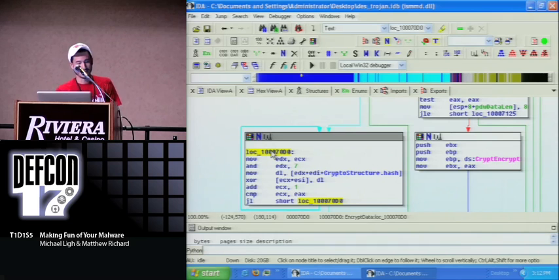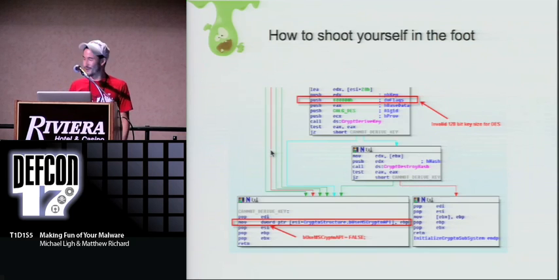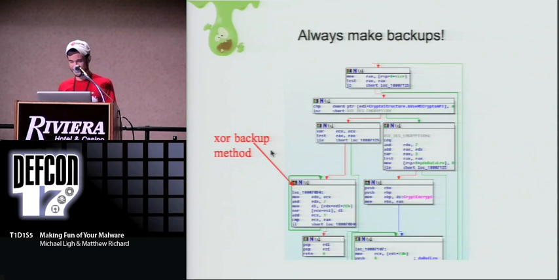So I was just a little curious, at what point in time did the malware author decide to make a backup of this? Was he getting pressure from people above that he needed to push some malware out the door, and then at the last minute he realized that his DES wasn't working, so he threw in some XOR? I'm not sure, but it was pretty funny. So always make backups is the moral of that story.